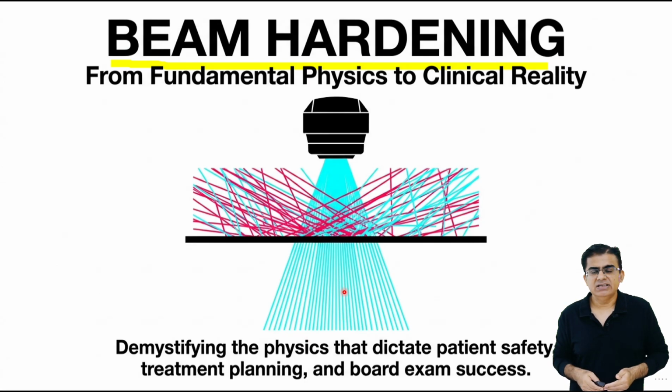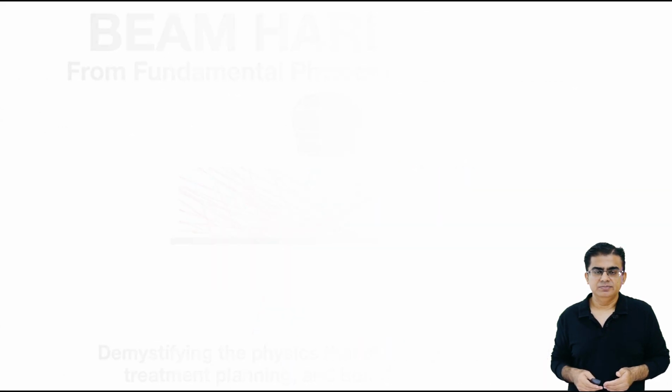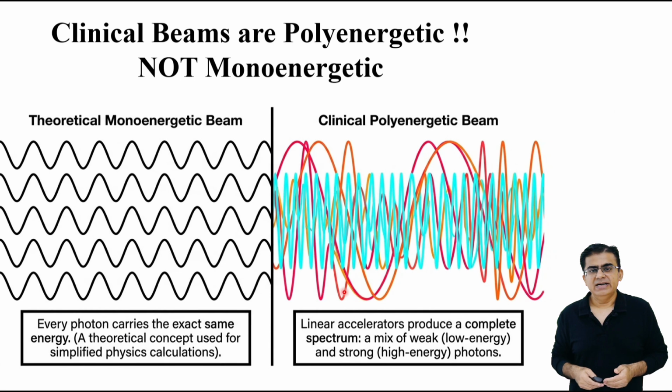Understanding this basic concept is absolutely vital. Let us look deeper into this topic of beam hardening and see how exactly this works inside the patient. Let us compare two different types of radiation beams. First, look at the theoretical monoenergetic beam on your left. Now, what does the word monoenergetic actually mean?